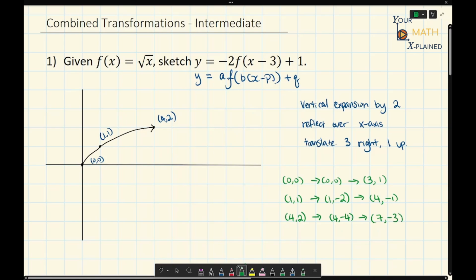So now those are going to be the new locations of those 3 points. So let's go ahead and plot them on the graph. So we have 3, 1, which is here. We have 4, -1. And then we have 7, -3, which is here. So that means our new graph is going to look like this.